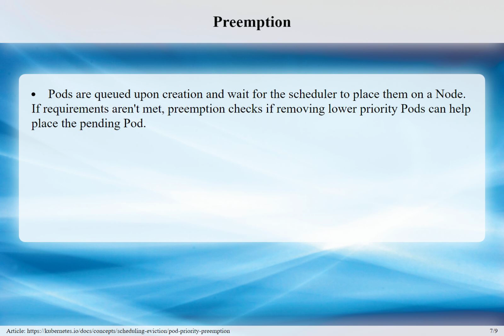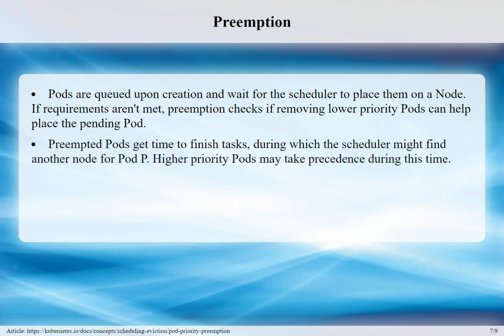Pending pod P and preemption. If no node meets a pod's needs, preemption begins. The scheduler looks for a node where lower priority pods can be removed, allowing pod P to be scheduled. If successful, the nominated node name field indicates the reserved node for pod P.